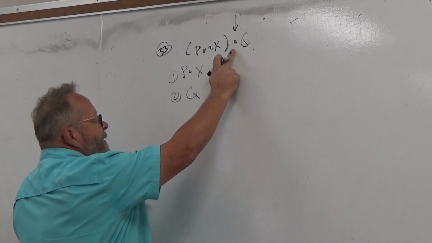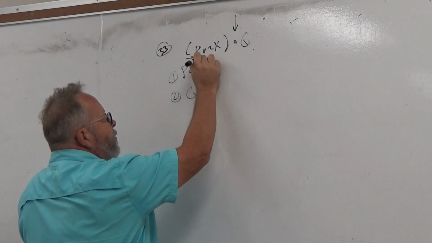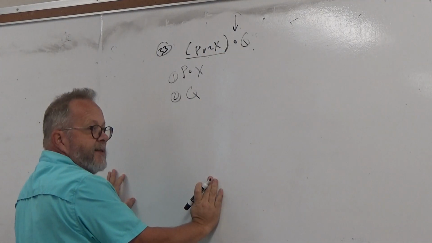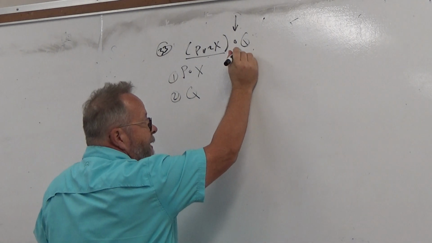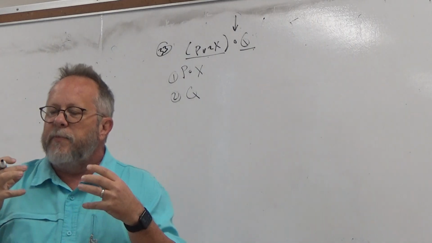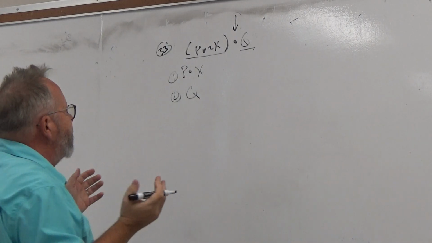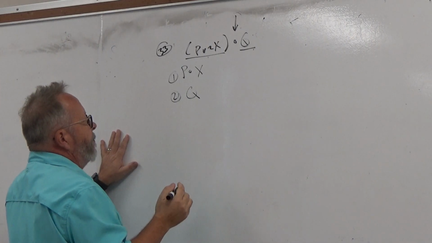This is an and. So what that tells me is this: I can go get this piece by itself, and I can go get that piece by itself, and then I can put them together by conjunction. Everybody understand that? So I'm going to separate the problem into two different problems, okay?